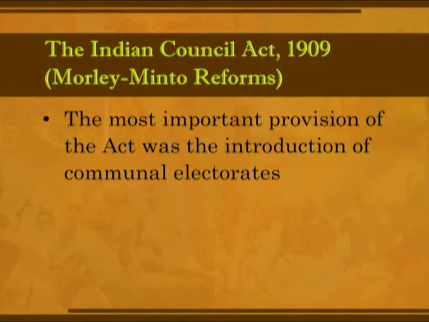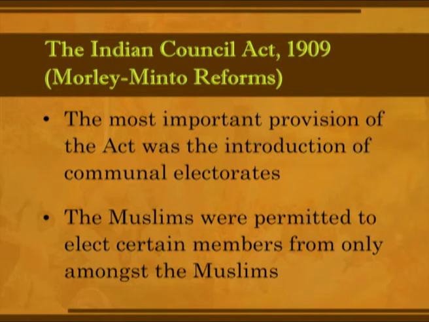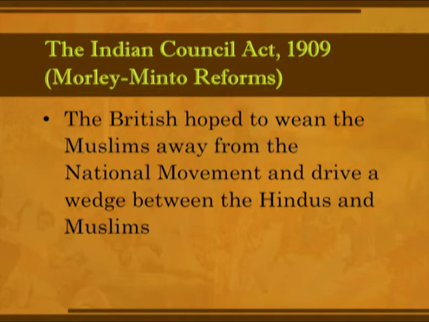The members also did not enjoy any right to vote on grants or move a vote of no confidence against the government. The Act also increased the size of the Provincial Executive Councils. But probably the most important provision of the Act was the introduction of communal electorates. The Muslims were permitted to elect certain members only from amongst Muslims. This way, the British hoped to wean the Muslims away from the national movement and drive a wedge between Hindus and Muslims. This provision was extremely disastrous in the long run, since it paved the way for the division of the country on communal lines.